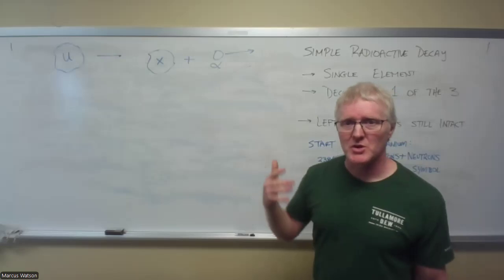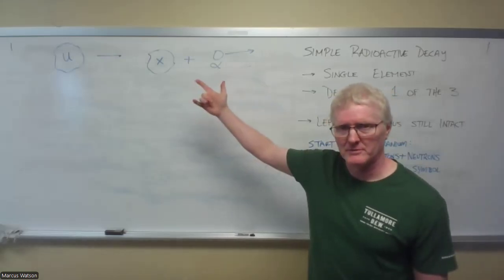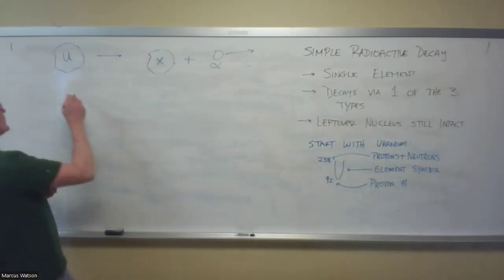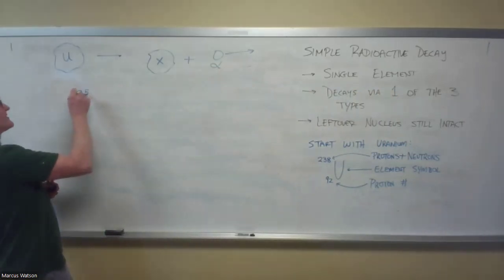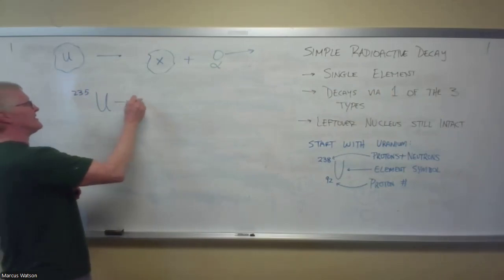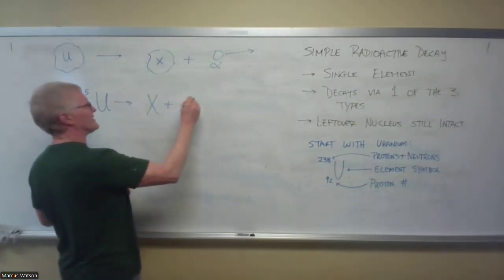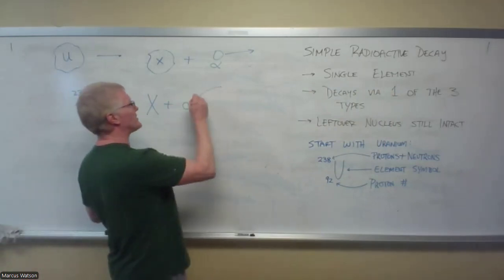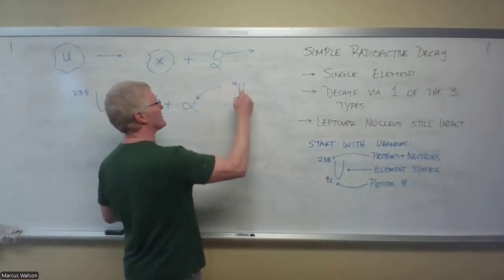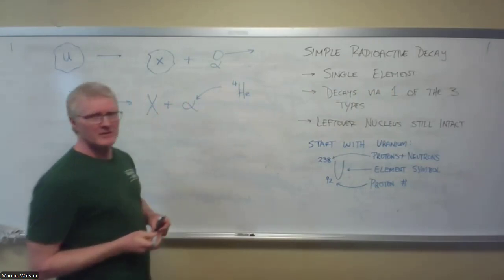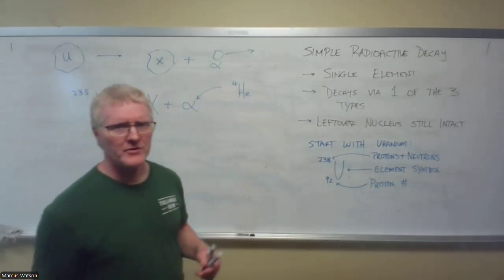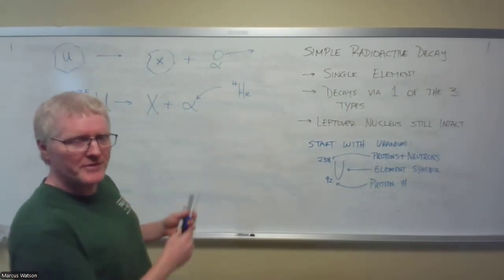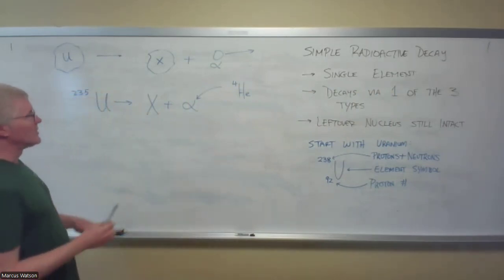Our question is, what is the X particle? Find X. We would write this then as something like this, where alpha we know is a helium, so it would be helium-4. So we could write it like that, and therefore we could just subtract and find out what the X is.